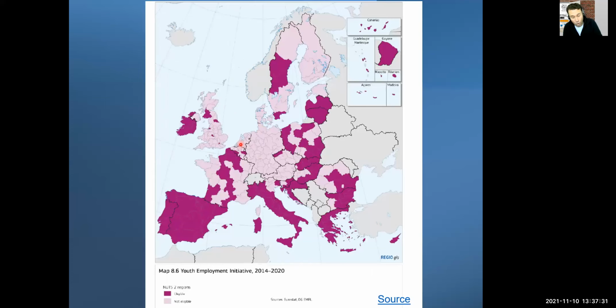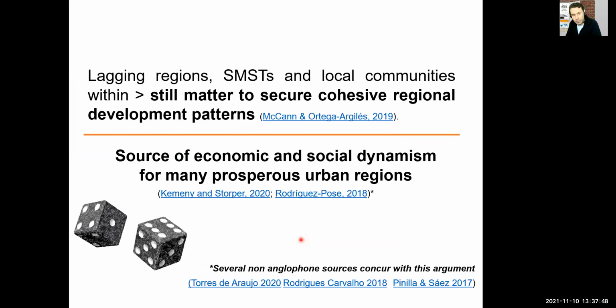And in terms of youth unemployment during the period 2014-2020, all of these lagging behind regions of Southern Europe, Portugal, Spain, Italy, and Greece, could all benefit from the package made available to support youth employment.